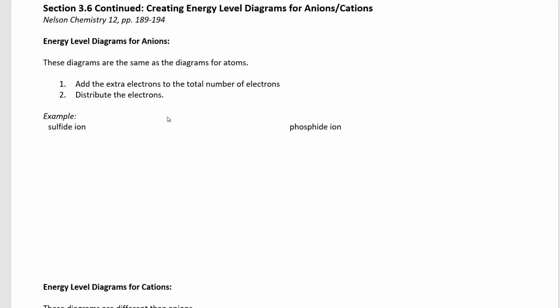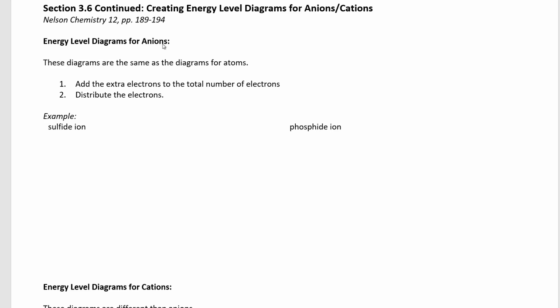In this lesson, we're looking at energy level diagrams for anions and cations, and we'll also look at electron configurations, both longhand and shorthand electron configurations. So let's begin with energy level diagrams for anions.